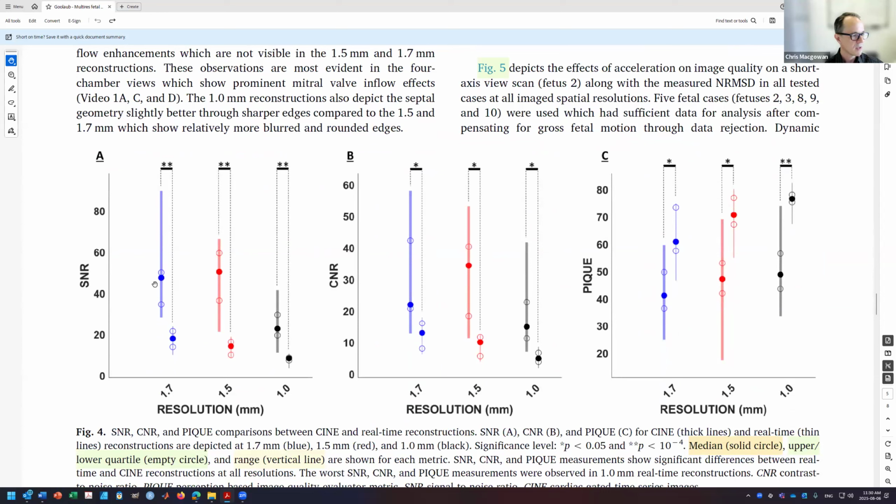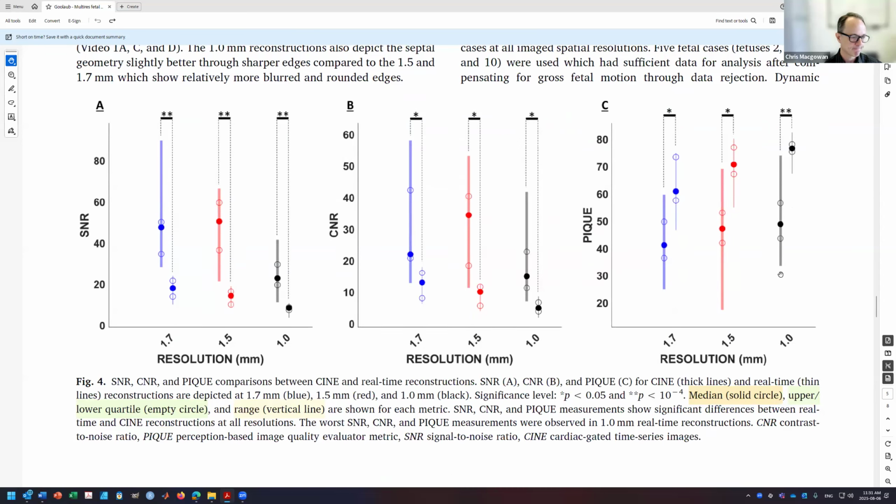As you might expect, the SNR was improved for the Cine reconstructions versus the real-time. Unsurprisingly, you see a boost in SNR on average across all of these different spatial resolutions, but with a consistent decrease in SNR as you go to higher spatial resolution. That held true for the contrast-to-noise ratio as well. We also saw an improvement in this agnostic image quality measure, which puts this in the category of good image quality, even at high 1 millimeter spatial resolution.